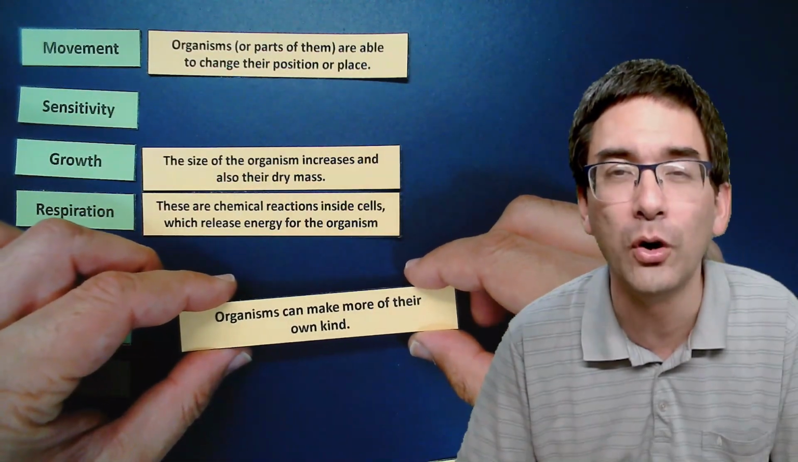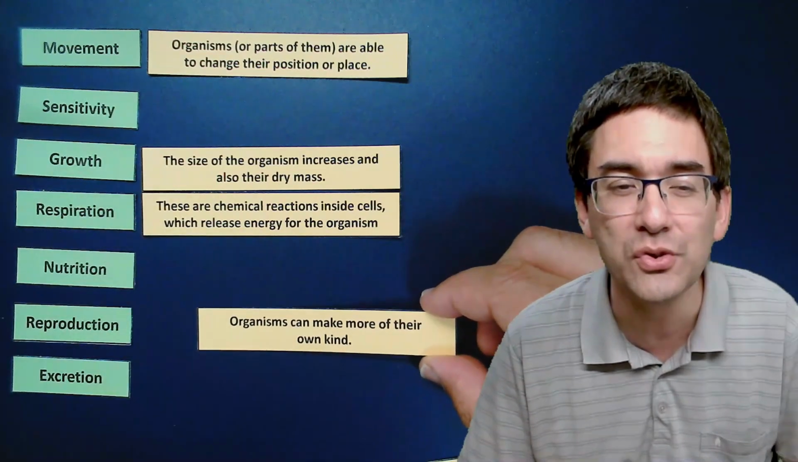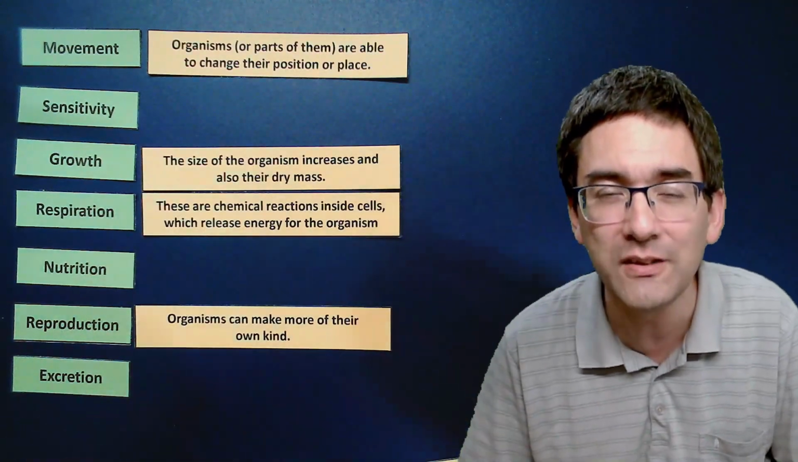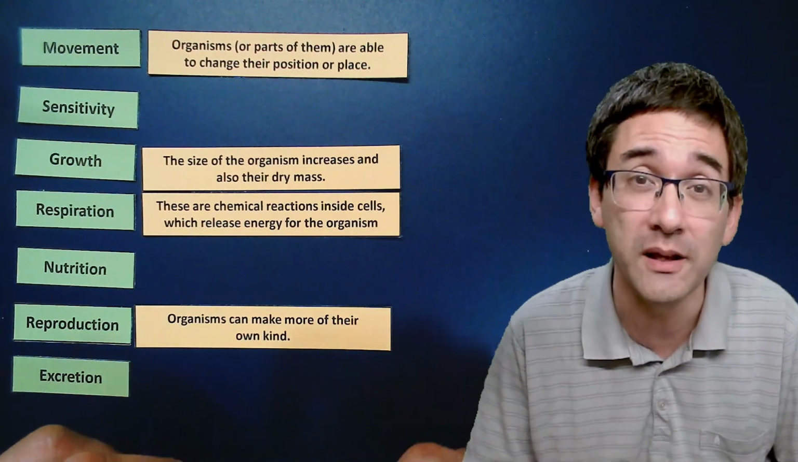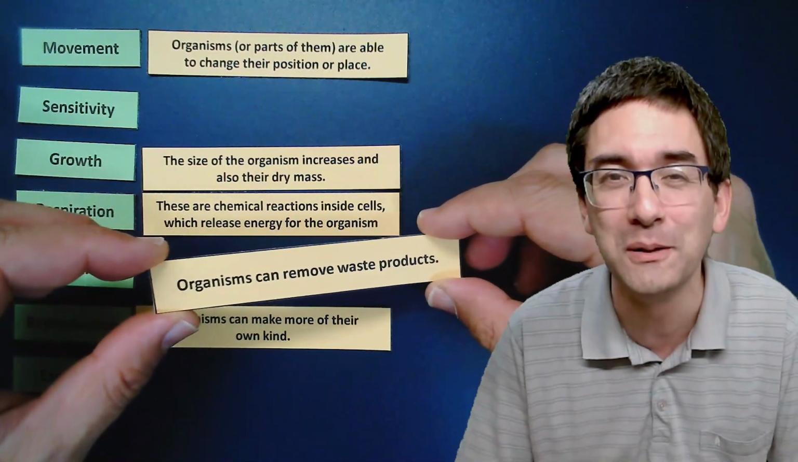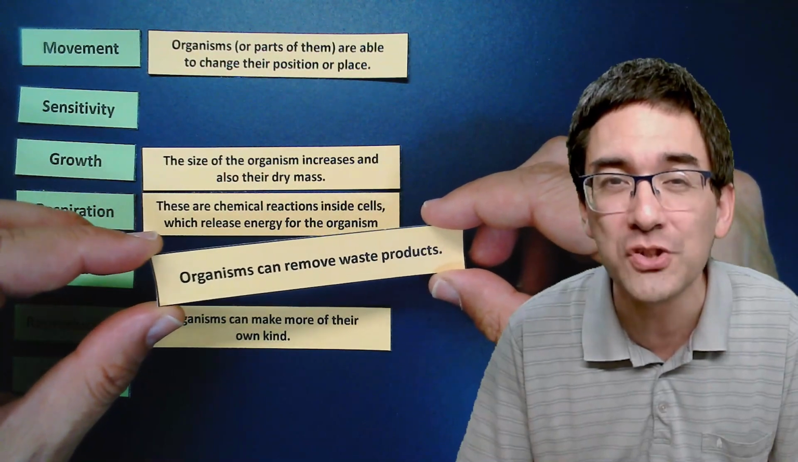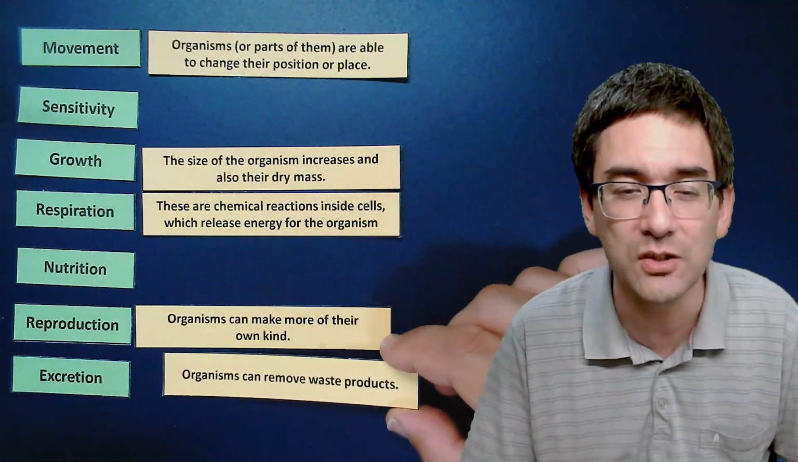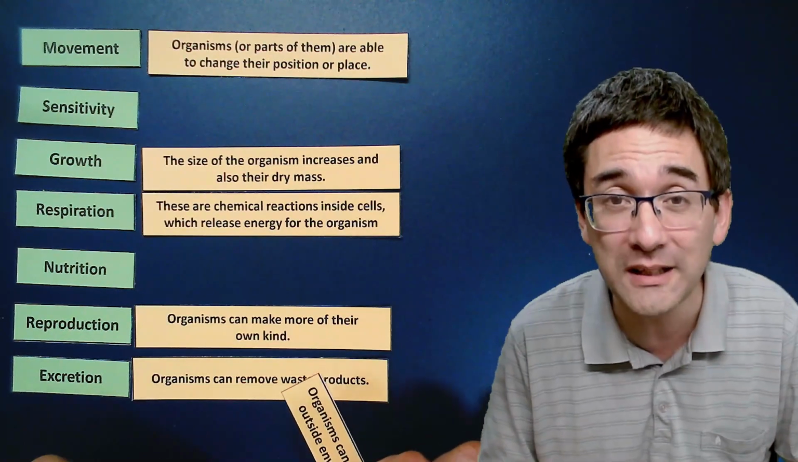Let's have a look at the next one over here. Organisms can make more of their own kind. If you can make more of your own kind, then you're reproducing. All living things are able to reproduce. Some of them do that by cell division, others by sexual reproduction, then others by asexual reproduction. In any case, different reproductive methods do exist, but of course, all of them have to do that. Organisms can remove waste products. This is excretion. In the case of human beings and animals, for example, this would be carbon dioxide gas.